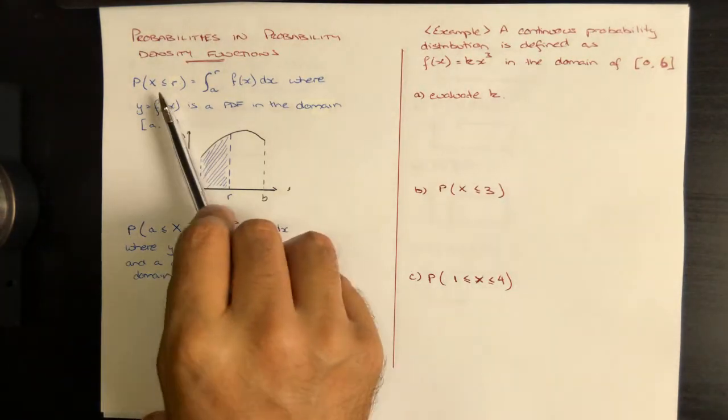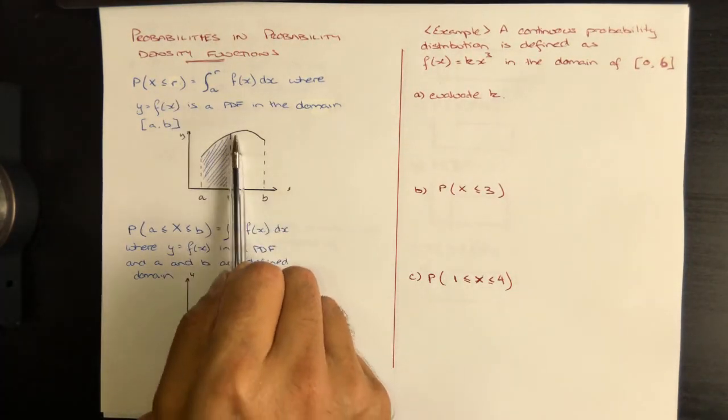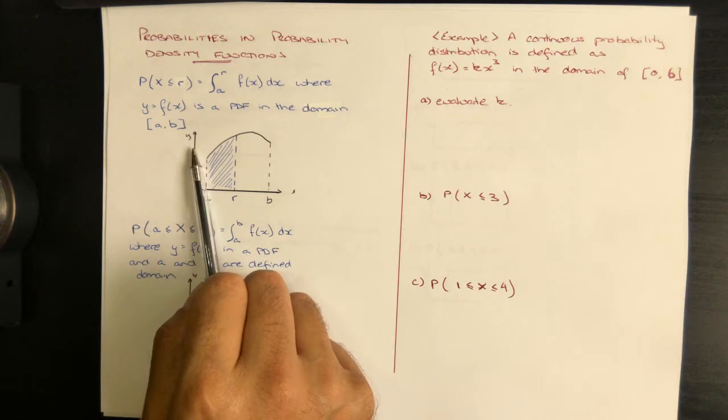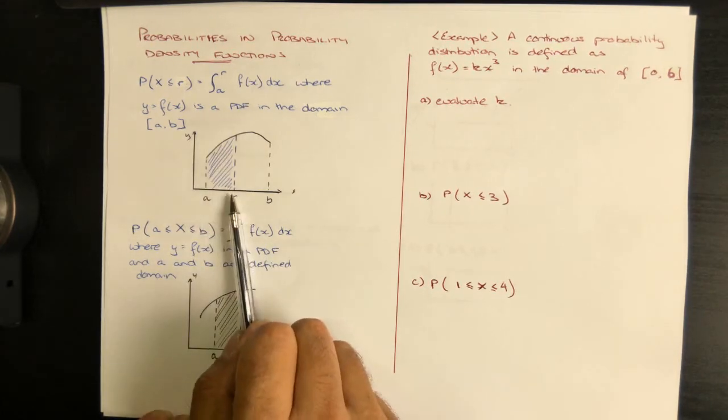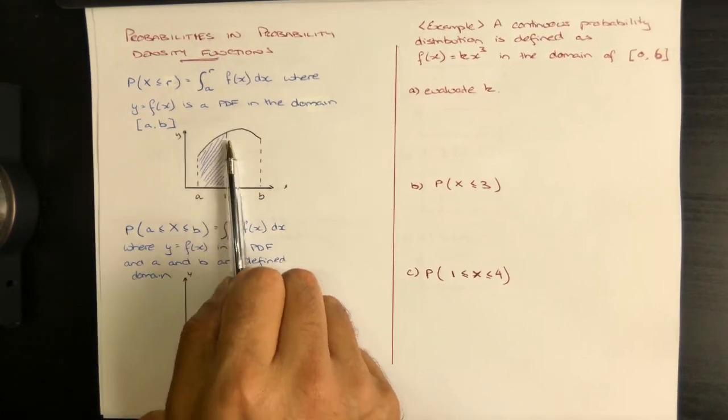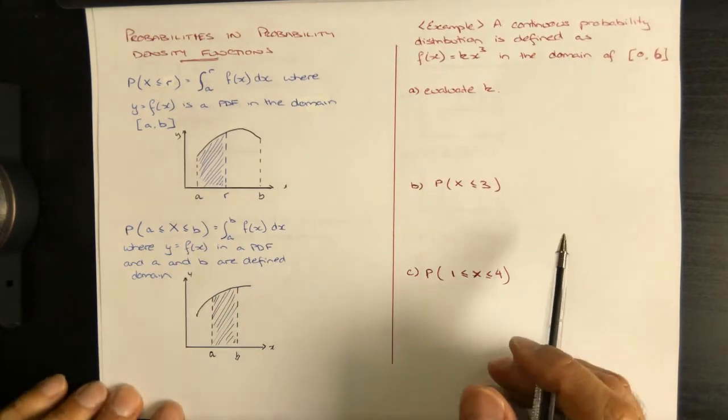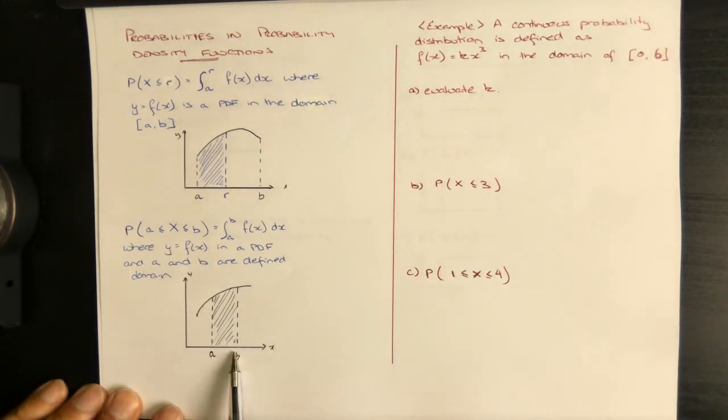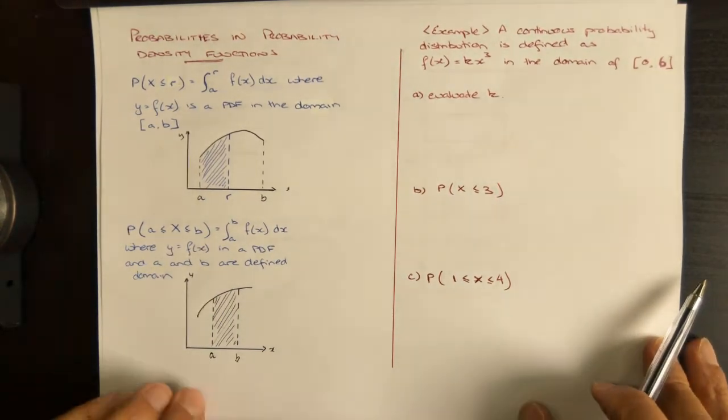That's basically what this is saying, right? So if I want it less than R, there's my R value. I'm going to find it from the starting point to the R value, so R minus the A value. And then if I want to find a range, I've got B and A. Okay, so here's an example.